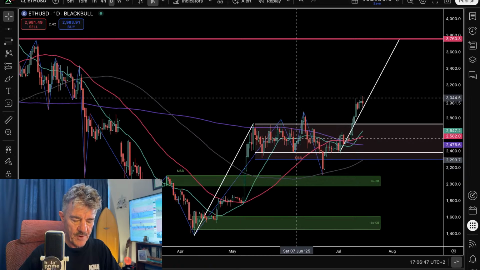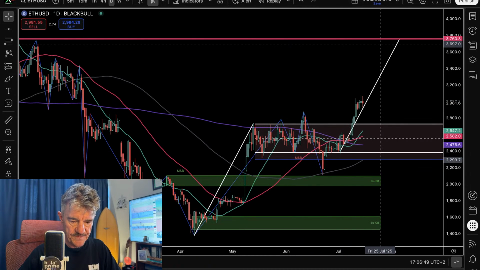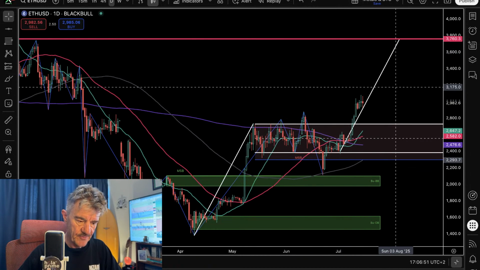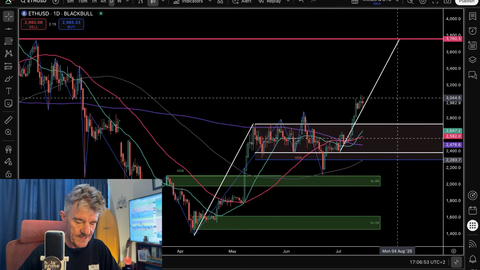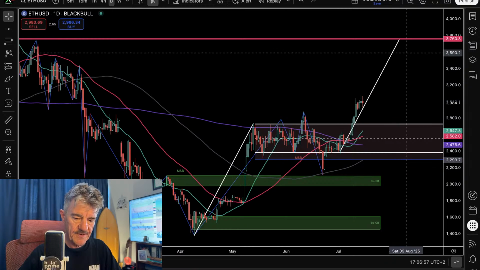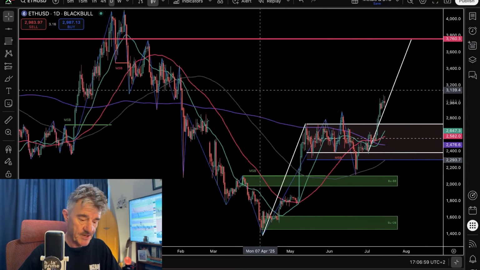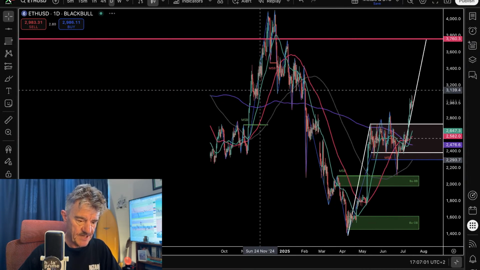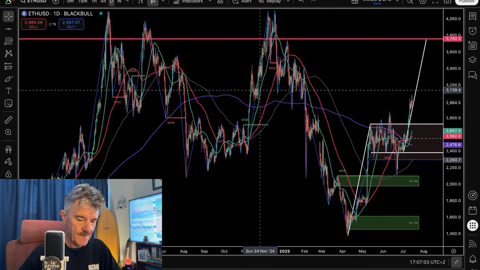So we know that when we're above this line, we're a little bit too fast. When we're below this line, we're a little bit too slow. Very, very simple. Even a child could do this. We have a target, 3,800, which just so happens to be the previous high, very roughly. So that's Ethereum. It can't get more simple than this.